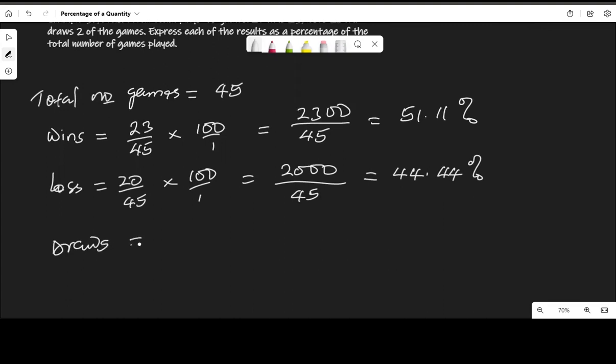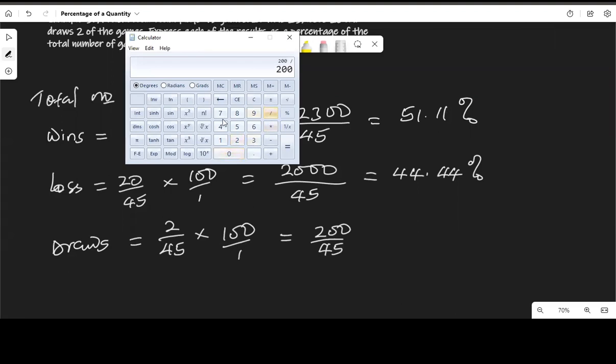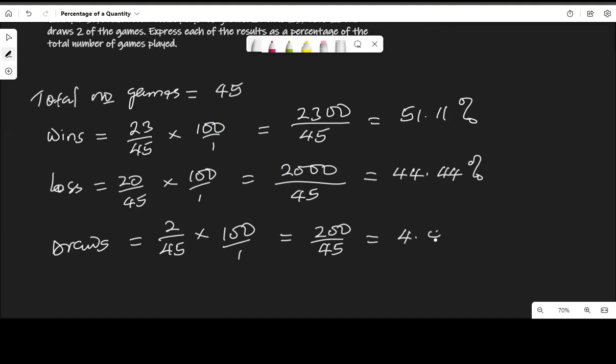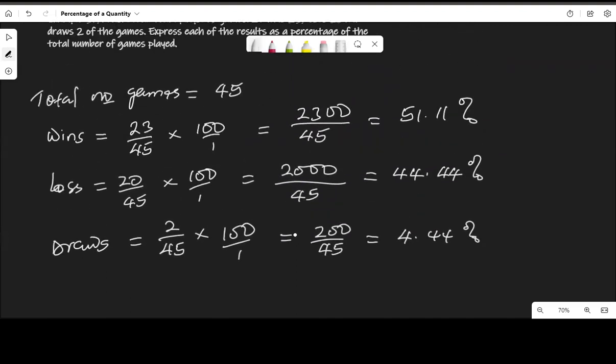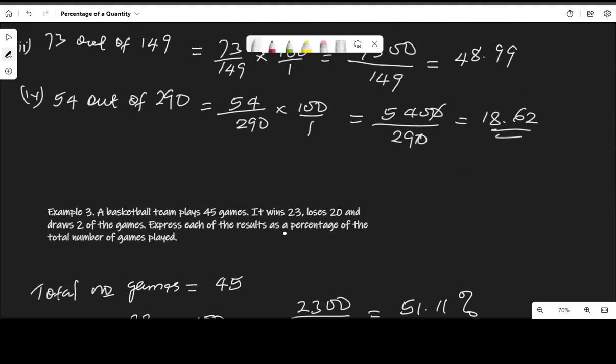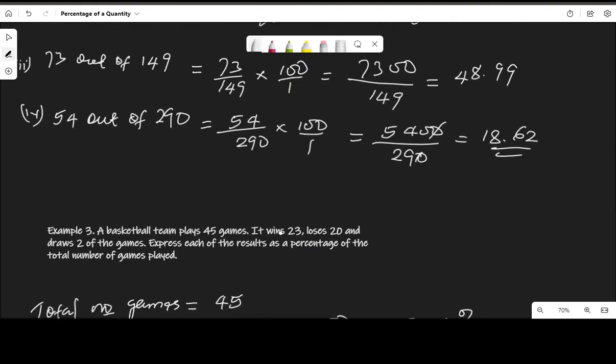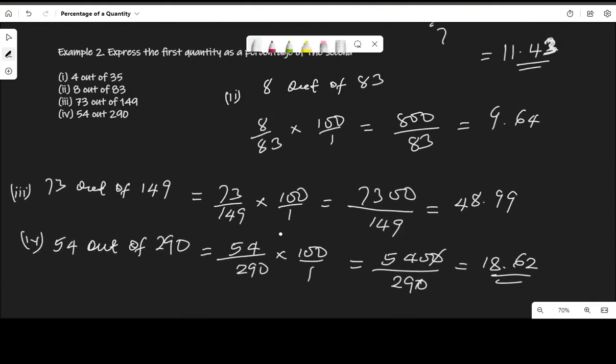Then lastly, it draws 2. So for draws, expressing it as a percentage of the total games, that is 2 over 45 times 100 over 1, which is 200 over 45. And 200 divided by 45 is 4.4444%. And that is how to calculate the percentage of a quantity, or expressing one quantity as a percentage of another.